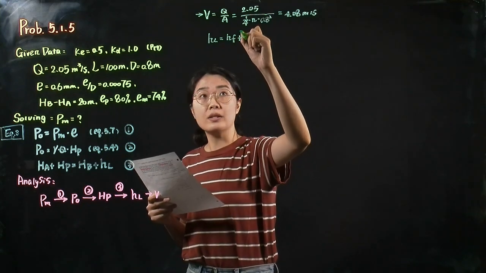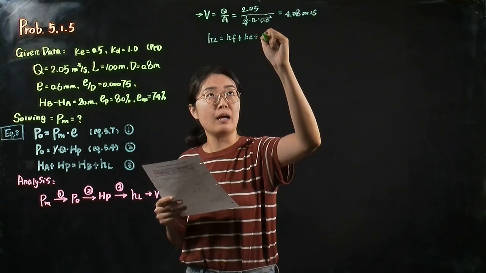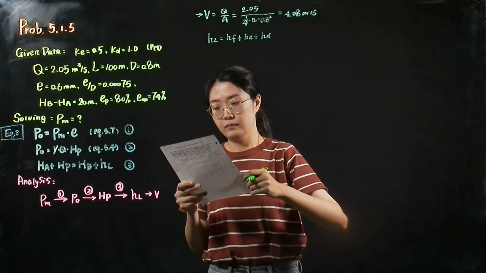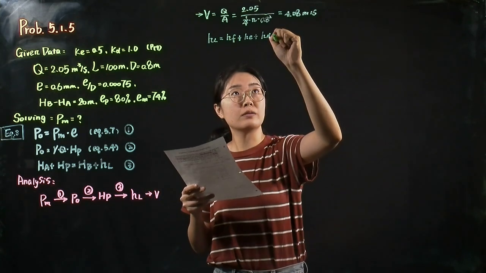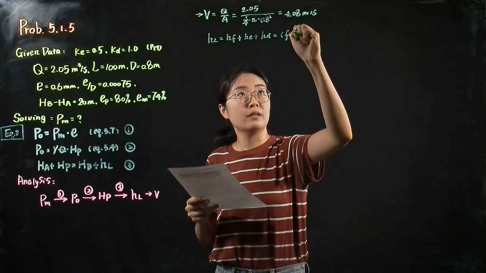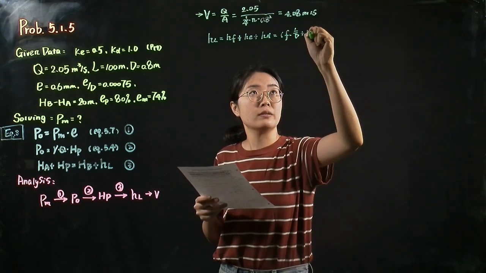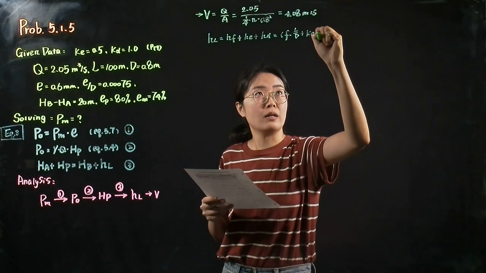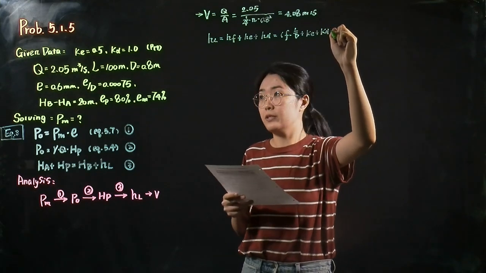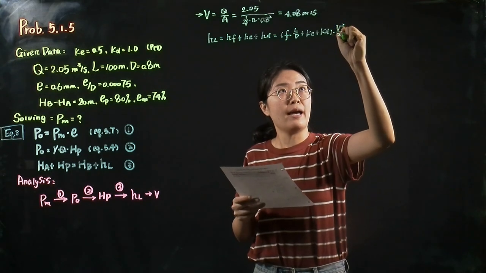So the head loss comes from the friction loss, the entrance loss, plus the discharge loss. It equals friction factor times L over D, plus the coefficient of the entrance loss, plus the coefficient for discharge loss, then times the velocity head.